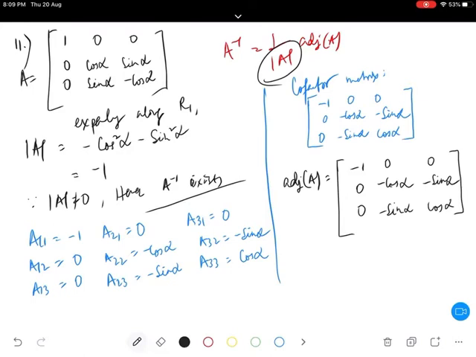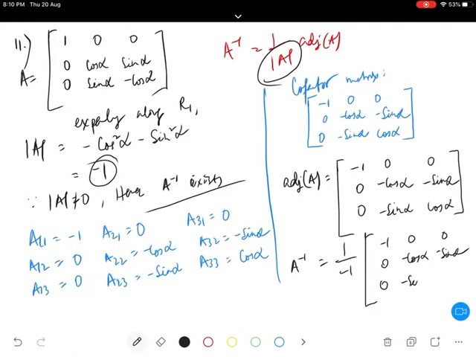Now we have to find the inverse of this thing, and we know the formula of inverse. We already know the determinant. So tell me, A inverse is equal to what? A inverse is equal to 1 by minus 1 times the matrix [minus 1, 0, 0; 0, minus cos alpha, minus sin alpha; 0, minus sin alpha, cos alpha]. Okay, clear?